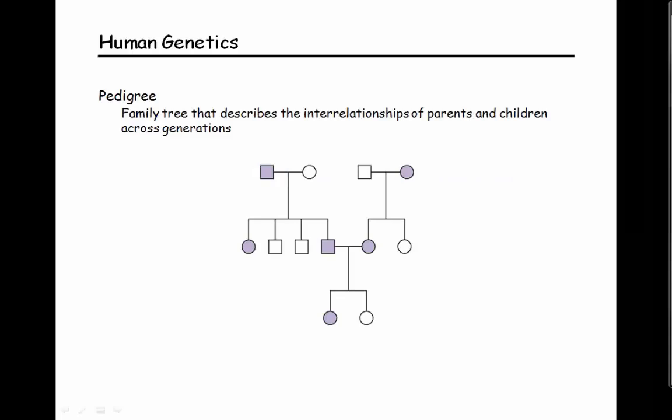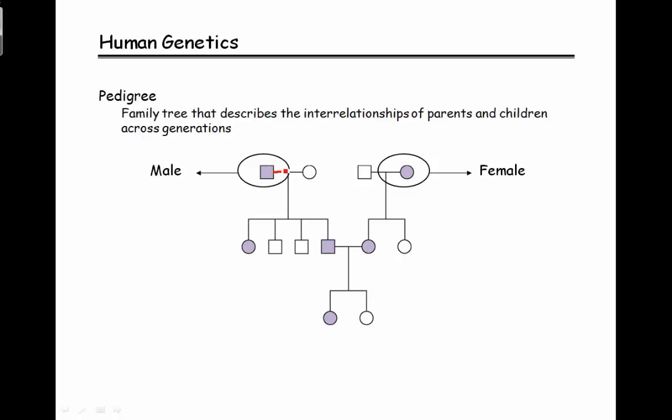Now, if we talk about the different things that we can determine from looking at this, first off, the males and the females are distinguished based on their shape. The males are always represented with squares, and the females are always represented with circles. Additionally, a line that connects two individuals, a horizontal line such as this one here and this one right here, indicates a mating. So if we look at the line that drops down directly below this couple, we can see that they actually had two children.